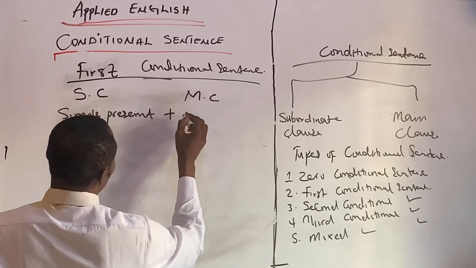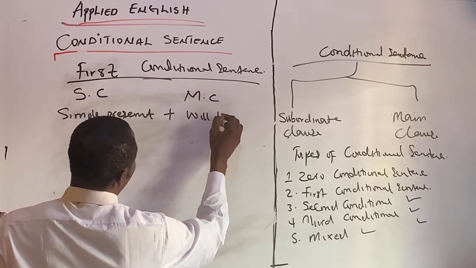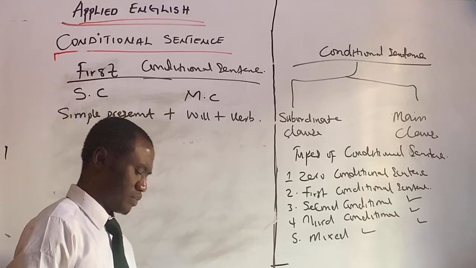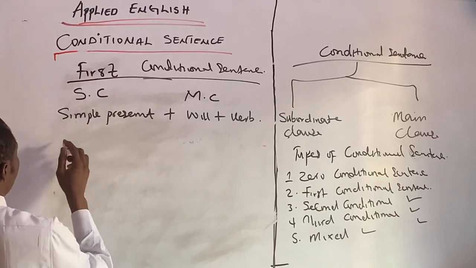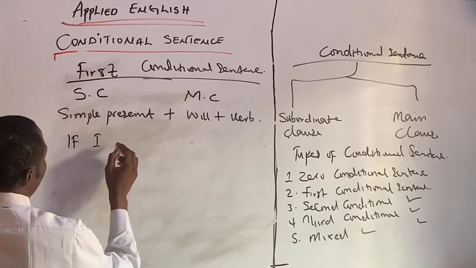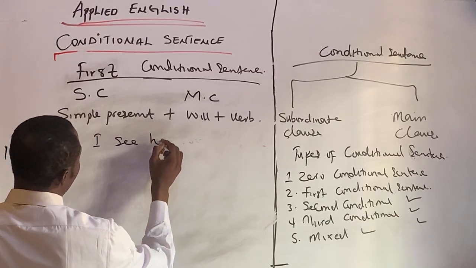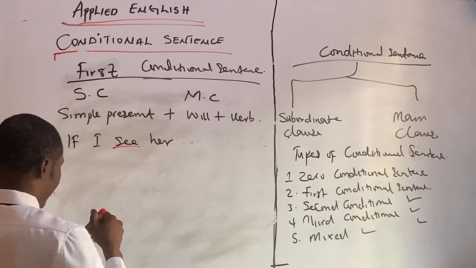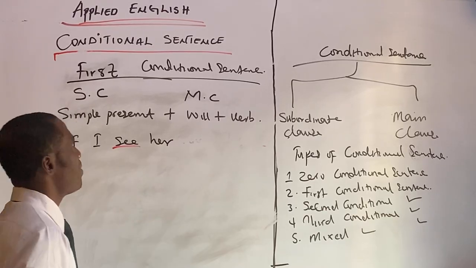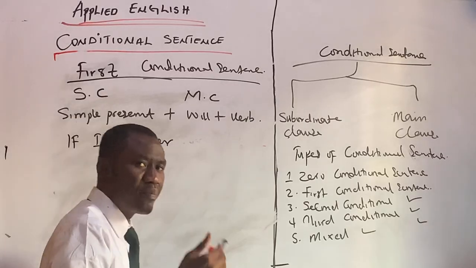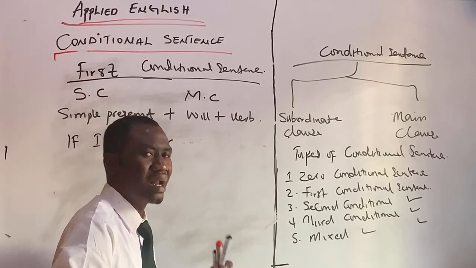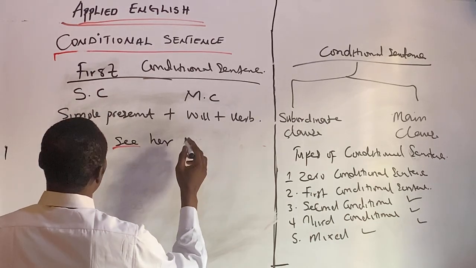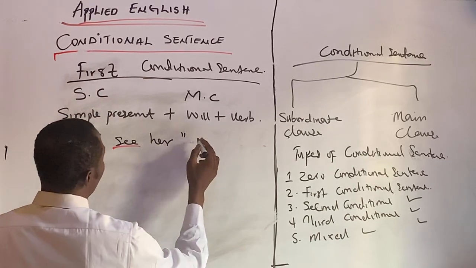Then the main clause should be will, and then the verb. All right. Now, let's ask a question. If I see her, remember that see is in the simple present tense. If I see her, showing that you are talking about the first conditional clause, a possible hypothetical condition and a realistic outcome. If I see her, all right, this is the subordinate clause.